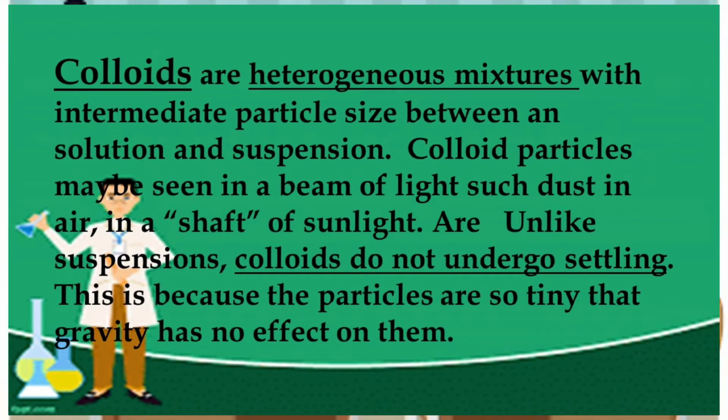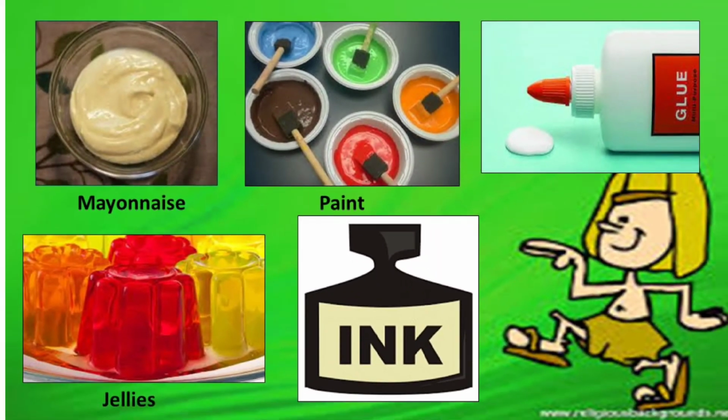Colloids are heterogeneous mixtures with intermediate particle size between a solution and suspension. Colloid particles may be seen in a beam of light, such as dust in air in a shaft of sunlight. Unlike suspensions, colloids do not undergo settling. This is because the particles are so tiny that gravity has no effect on them. Here are examples of colloids: mayonnaise, paint, glue, jellies, and ink.